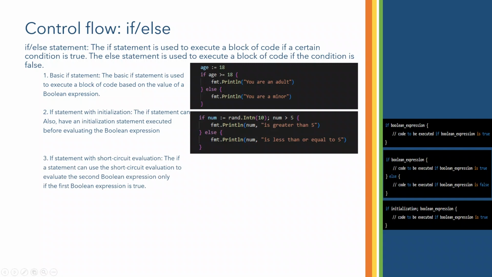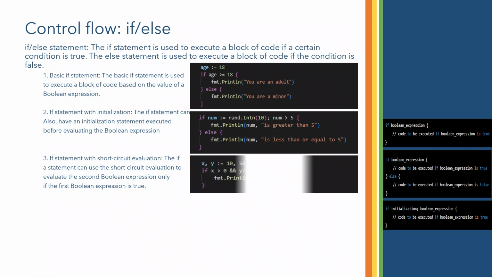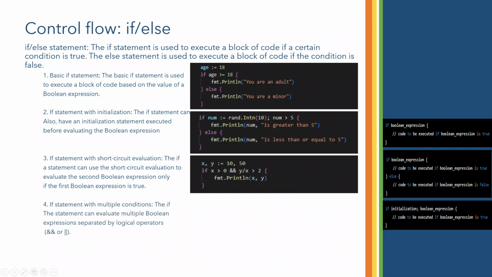The third variation is the if statement with short circuit evaluation. The if statement can use short circuit evaluation to evaluate the second Boolean expression only if the first Boolean expression is successful. For example, x and y are initialized to 10 and 50. If x is greater than 0 and y divided by x is greater than 2, then only print the values. In this case, only if x is greater than 0 will the second expression be executed.